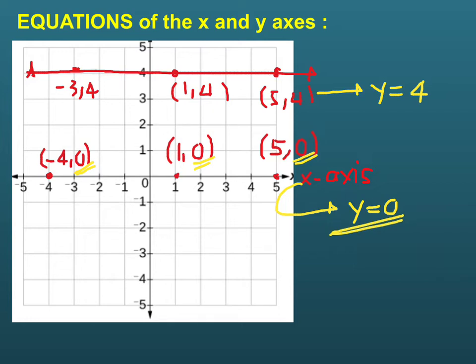Okay, now let me ask you, having this line this time 3 units below the x-axis, may I know what is the equation of this line? It starts with y equals, all the values of y will be -3.